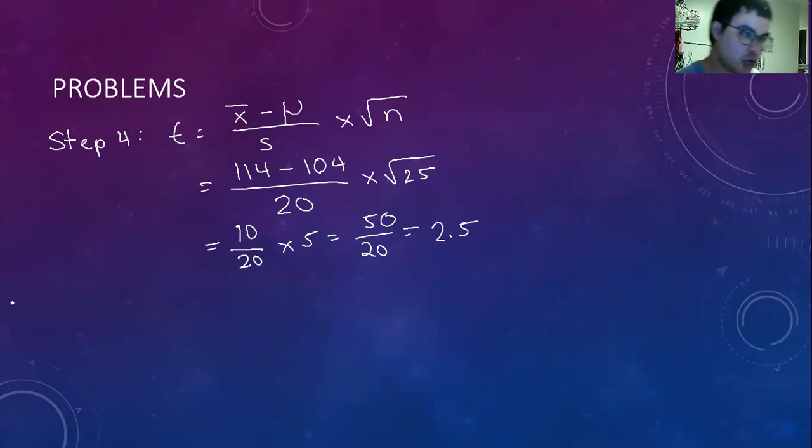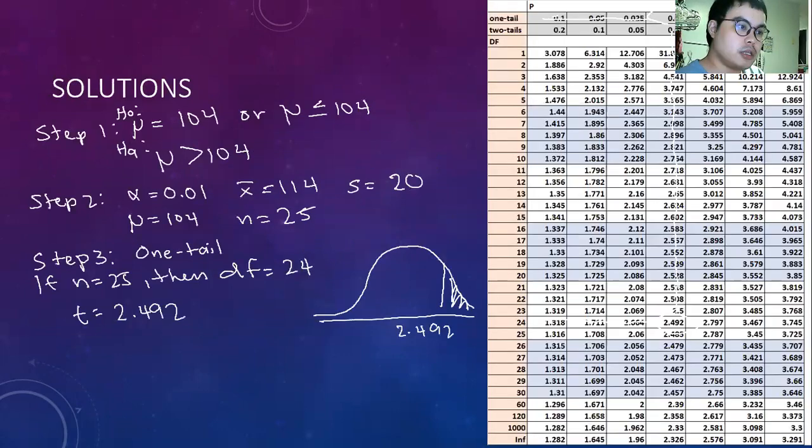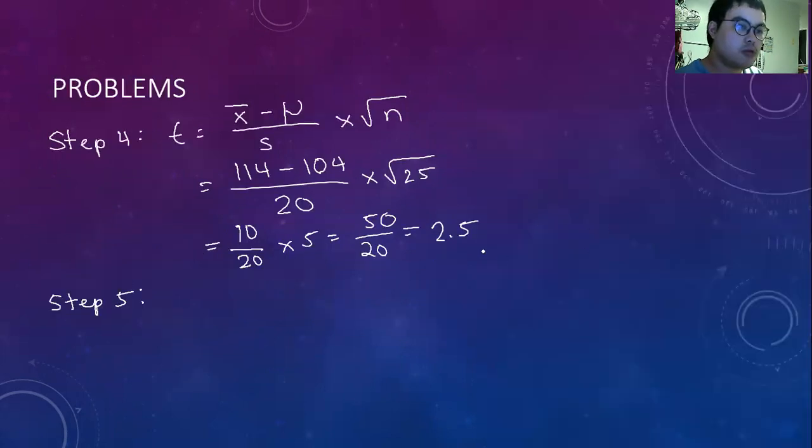Okay, so now we're going to proceed to the fifth step. We're going to compare this t, the critical value. So this is the critical value. Then this is the test statistic.